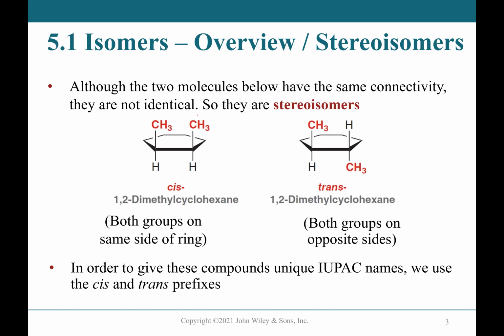And it says, although the 2 molecules below have the same connectivity, yes, they do. Here you have 1 and 2, here you have 1 and 2, but spatially, one's in the cis form, the other one's in the trans. So in order to give these compounds a unique IUPAC name, we use the words cis and trans. So we have cis-1,2-dimethylcyclohexane, we have trans-1,2, and those are two good examples of stereoisomers where you have the same connectivity, but spatially they're different.